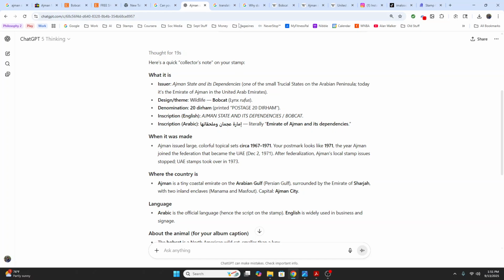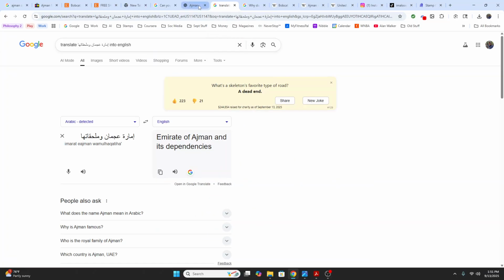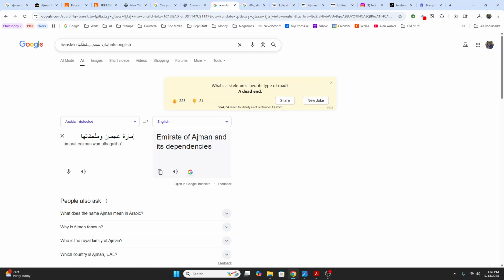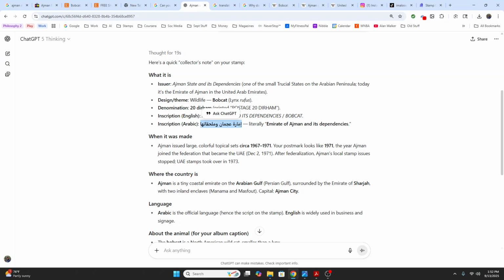And just to double check it, I actually went to Google. Well, first I copied this, then I went to Google, typed it in, and said, translate this into English. And then, of course, it said Emirate of Ajman and its dependencies. So I can trust that information. And then when was it made?